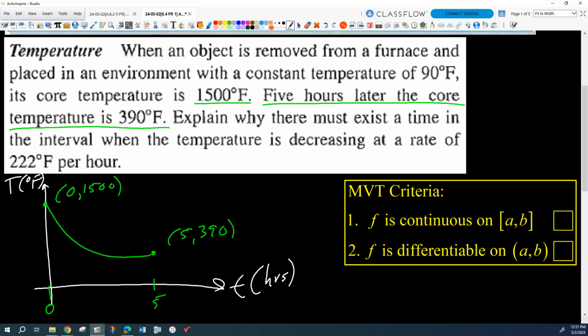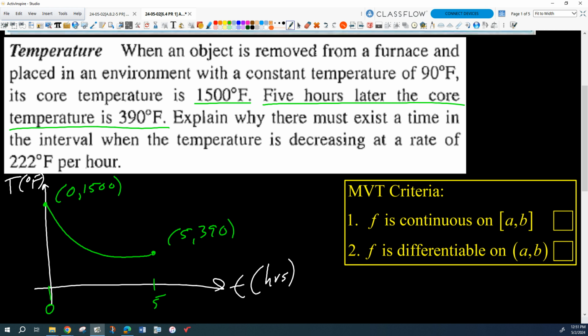What about this other part? What about this 222 decreasing at a rate of 222 degrees Fahrenheit? Where does that number come from, do you suppose? Well, okay. We're going to go there, but we're not there yet. Explain why there must exist a time in the interval when the temperature is decreasing at a rate of 222 degrees Fahrenheit per hour. That 222, it sounds like they just pulled that out of the air, but they didn't. That comes from something specific. What do you think it might come from?